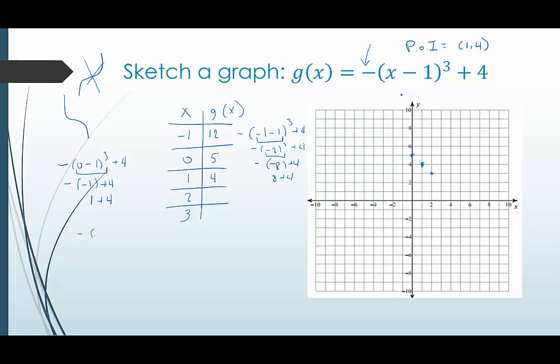Let's verify that it really is 2, 3. 2 minus 1 is 1. 1 cubed is 1. Then we negate that. So we have -1 plus 4 is 3. Confirmed. And last but not least, plugging in 3, we have negative of 3 minus 1 cubed plus 4. 3 minus 1 is 2. 2 cubed is 8. Negate the 8, we get -8 plus 4 is -4. So 3, -4.